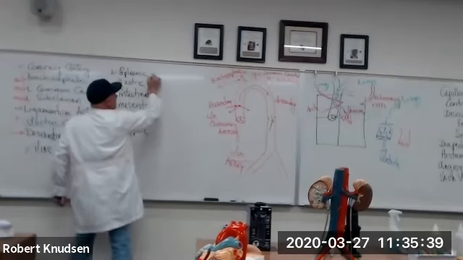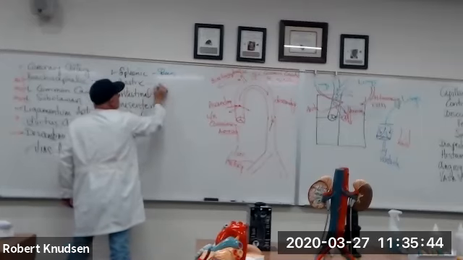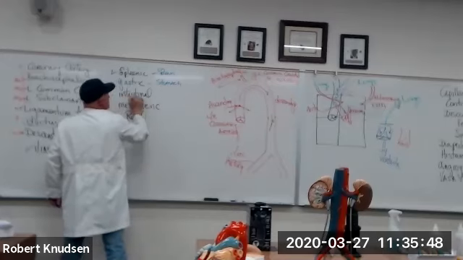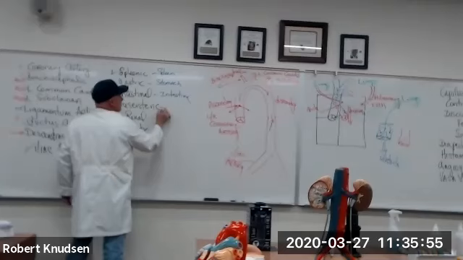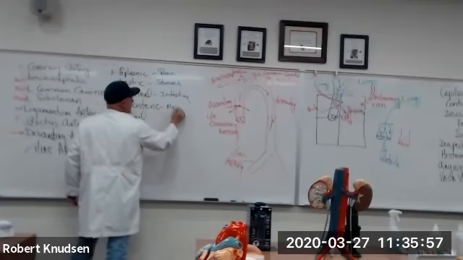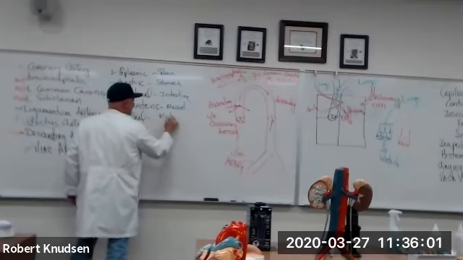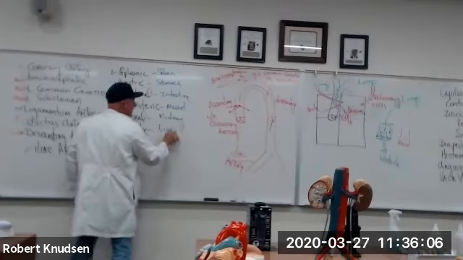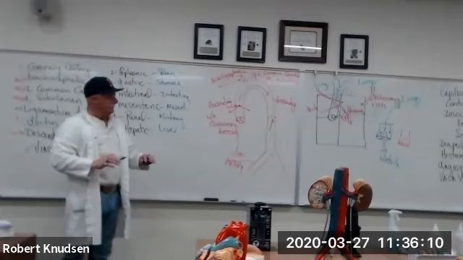Splenic goes to the spleen. Gastric goes to the stomach. Intestinal goes to the intestine. Mesenteric goes to the mesentery. Renal goes to the kidney. Hepatic goes to the liver. Now there's more of them, but those are the major ones. Got it?